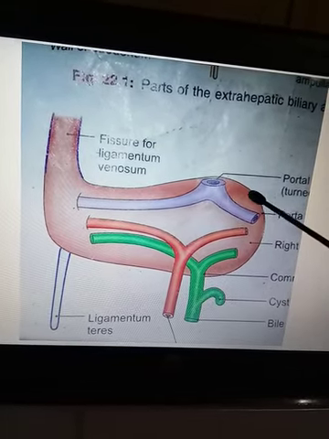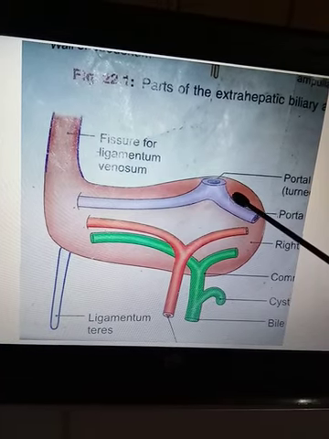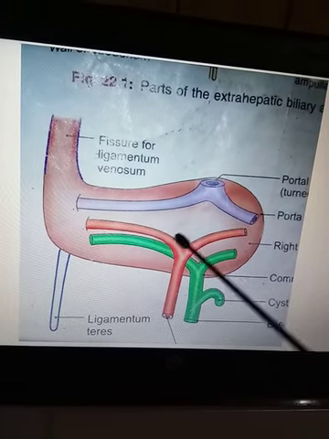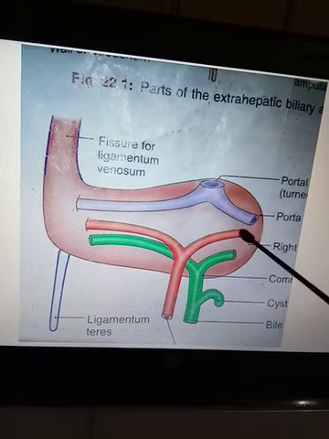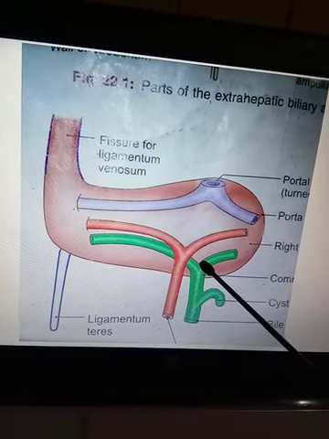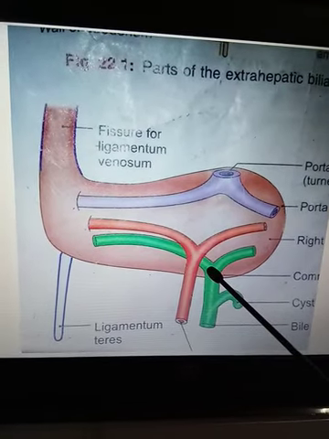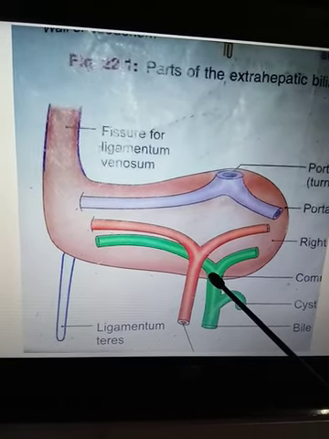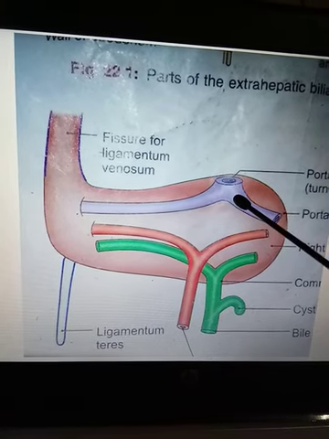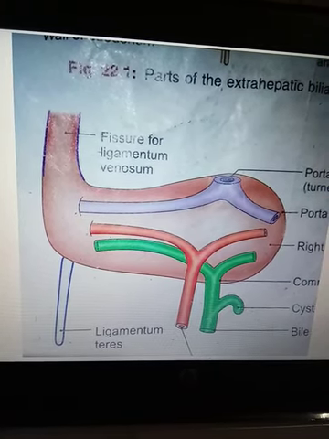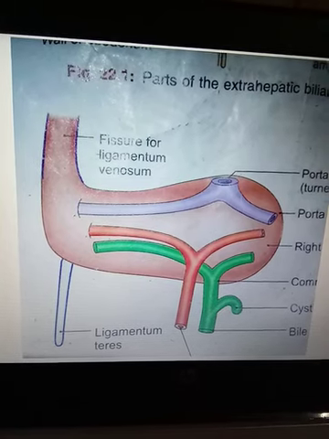This porta hepatis is present on the liver. It is a 5 centimeter long fibrous band, and the representation of the structures here is DAV. Common hepatic duct, then you have the hepatic artery and the portal vein. The mnemonic for this will be DAV.